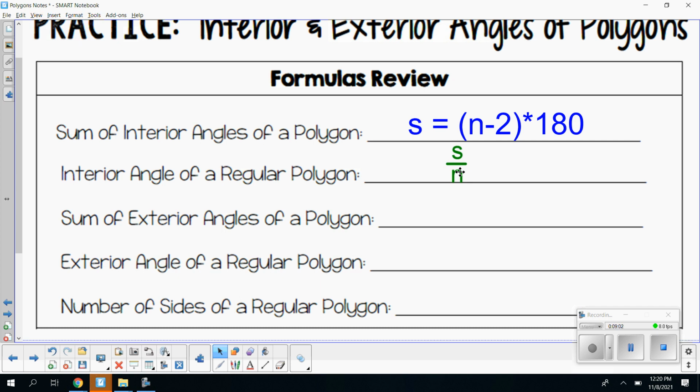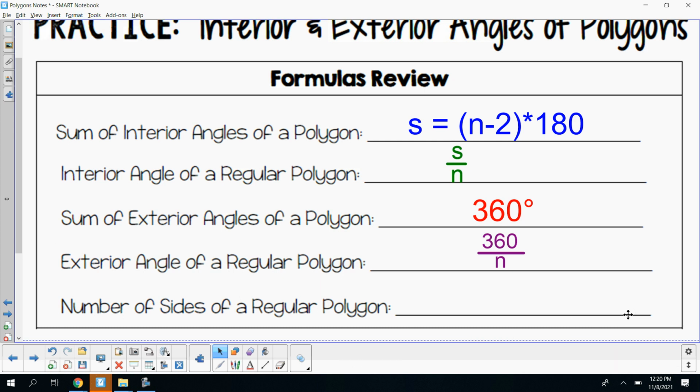The sum of the exterior angles of a polygon is always going to be 360 degrees. The exterior angles of a regular polygon are going to be 360 degrees divided by the number of sides. And the number of sides of a regular polygon is going to be 360 degrees divided by the exterior angle degree. Okay, let's take a look at some of these examples.